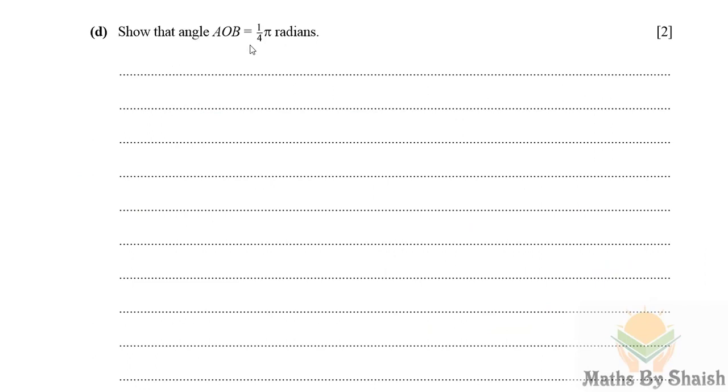Show that angle AOB is 1/4 of pi, that is pi by 4 radians. So from the diagram we can see it was B here and it was O and this is A. So we need to find this angle as pi by 4. So we have this as 1 plus 3 iota and this as 4 plus 2 iota. If we subtract the argument of OA from the total angle, we will get this angle, and we'll show that this angle is going to be pi by 4.